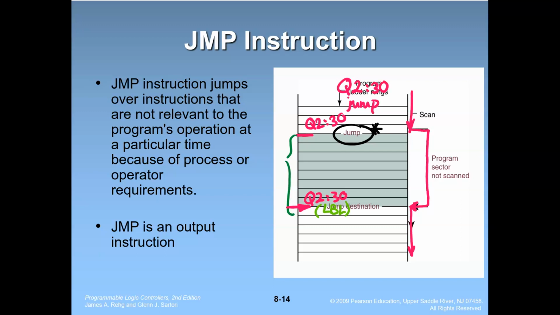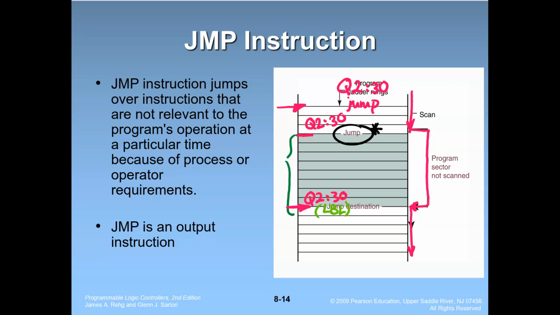So if the program reaches here and the jump is active, then it will look for the label with the same address or same reference number. So it will jump to this particular rung. Now, let's assume that this is not active.